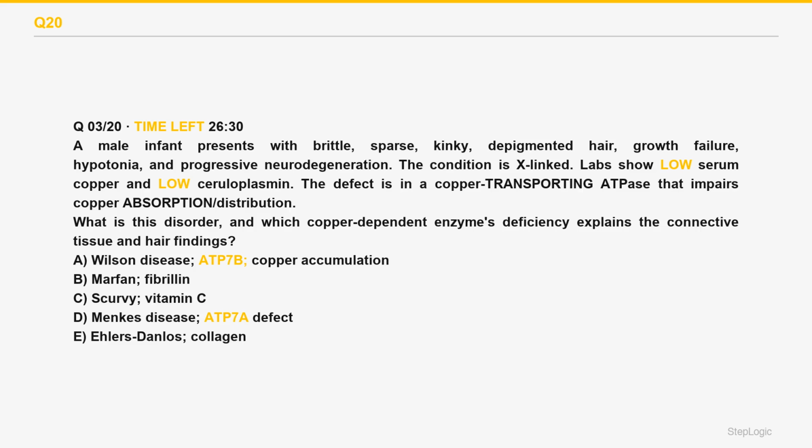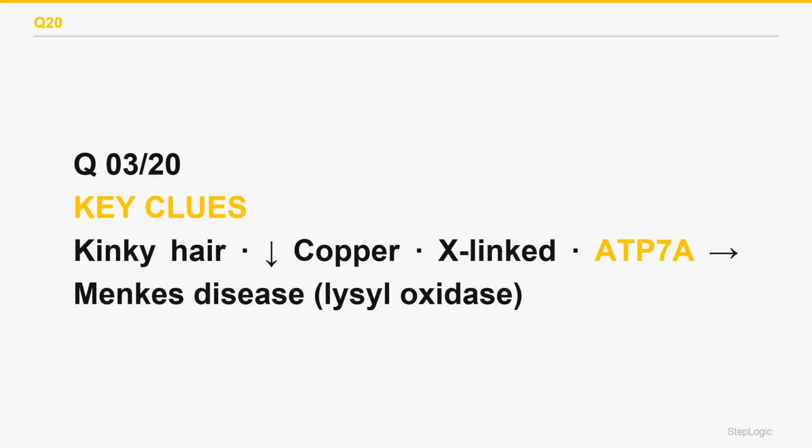Read the command: disorder, and which copper enzyme. Kinky hair, copper deficiency, X-linked, ATP7A. Menkes disease, deficient lysyl oxidase. This is Menkes disease, an X-linked disorder caused by a defect in ATP7A, a copper-transporting ATPase needed for copper absorption from the gut and its distribution to tissues.